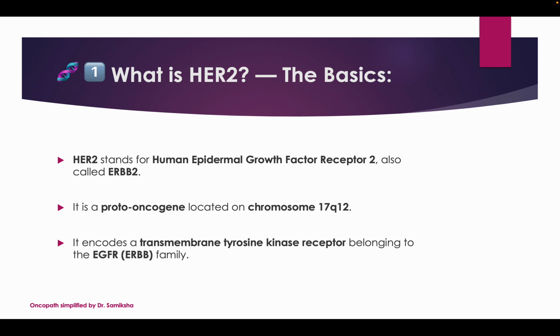It's a proto-oncogene which is located on the long arm of chromosome number 17. It encodes a transmembrane tyrosine kinase receptor which belongs to the EGFR family, that is ERB2 family. Now, we should remember here that the EGFR family has 4 HER members. We have HER1, HER2, HER3 and HER4. Now, amongst these 4, only HER2 is the one which is not dependent on any ligand for its activation. Vis-a-vis HER1, HER3 and HER4, they have the ligands which are responsible for their activation.